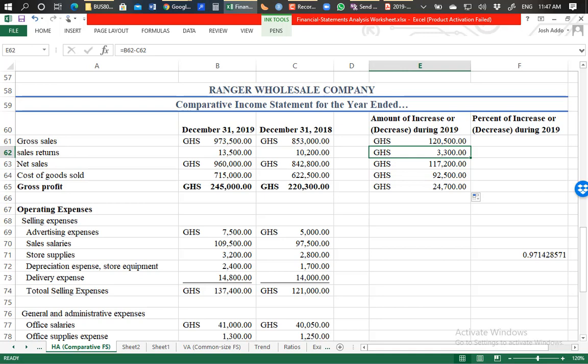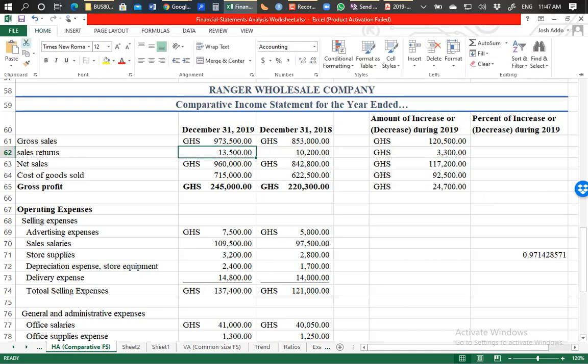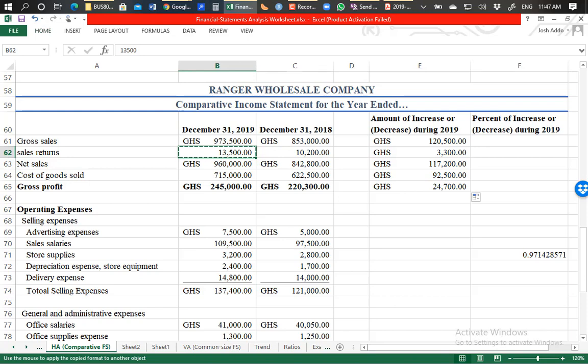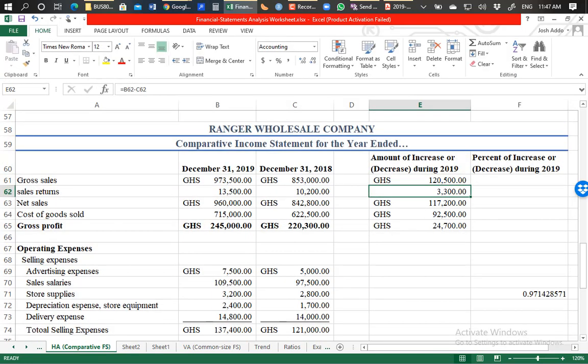If I don't want the currency symbol to be repeating, maybe I can copy the formatting here. I'm copying only the formatting, and then applying the formatting on this one, just to make it consistent with the design. Okay, so that's how you do the computation. This minus this gives you the change.